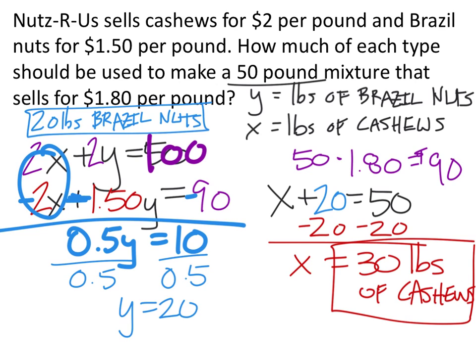So we have 20 pounds of Brazil nuts, 30 pounds of cashews, and the last thing you'd want to do is to check your work on this. So you'd go back to the two original equations that we wrote and just check to make sure that it is 20 pounds of Brazil nuts, 30 pounds of cashews by replacing the x's with 30, the y with 20, and then just making sure that you have true statements from that. Because if it's untrue, you're probably going to miss a lot of points on a test or quiz.